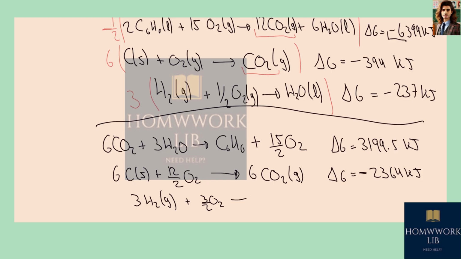And finally, for the last reaction, we're going to have 3 of hydrogen gas plus 3 halves of oxygen that are going to produce 3 water molecules as a liquid, for which the delta G is going to be 237 times 3, and we're going to give the negative value since we didn't switch up the reaction.